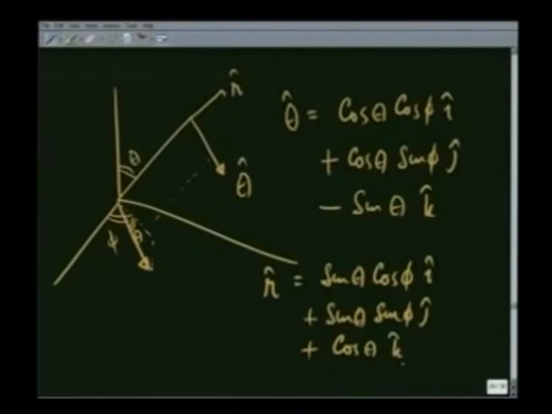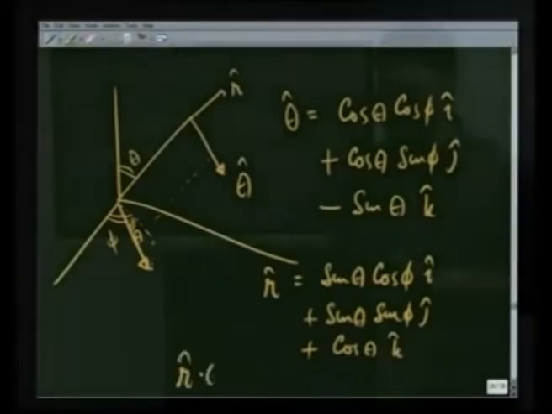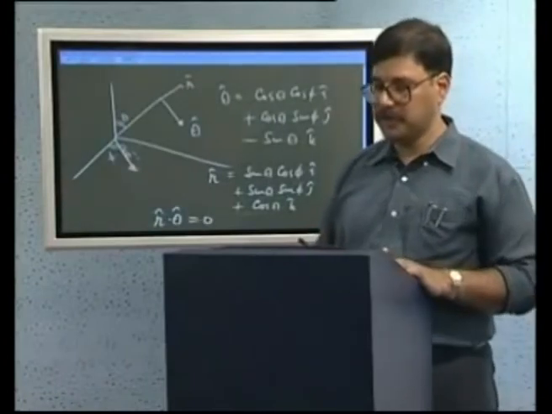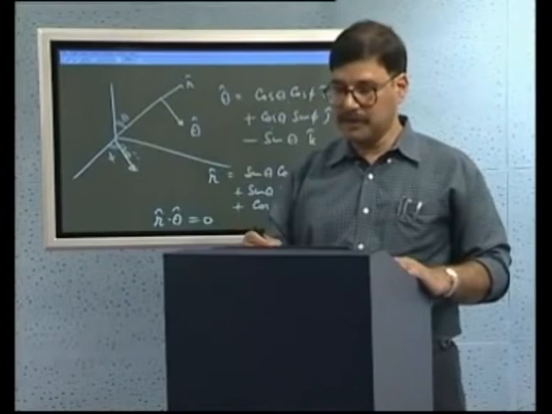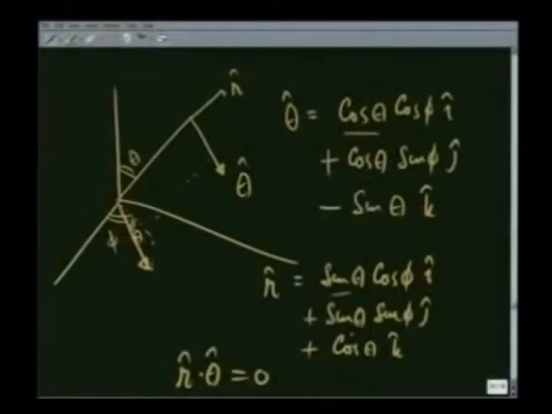You can see right away that r dot theta is equal to 0. These two together give you cosine theta times sine theta cosine square phi plus cosine theta sine square phi, minus these two give you minus sine theta cosine theta, giving you this.